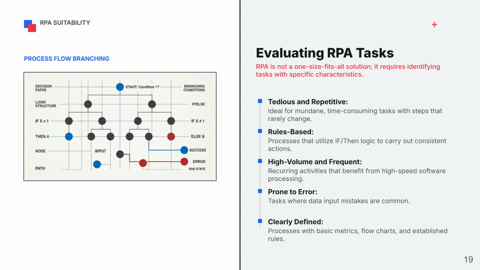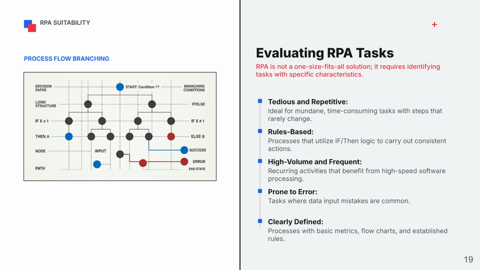Not every business process is suitable for robotic process automation. Before investing time and resources, organizations must evaluate whether a process has the characteristics that allow software robots to perform it efficiently and reliably. The first characteristic is that the process should be repetitive and time-consuming. Tasks that employees perform repeatedly, such as entering data, generating reports, or processing invoices, are ideal candidates because automation can save significant effort and reduce manual workload.